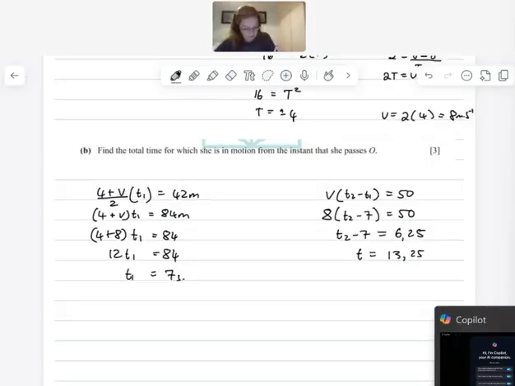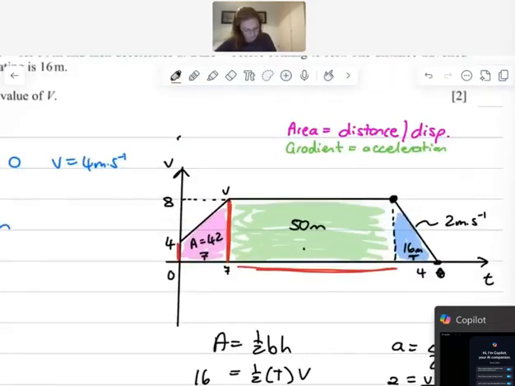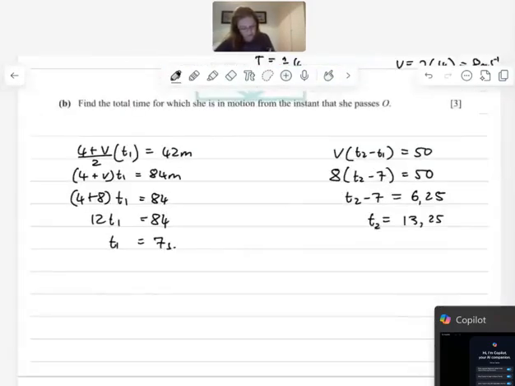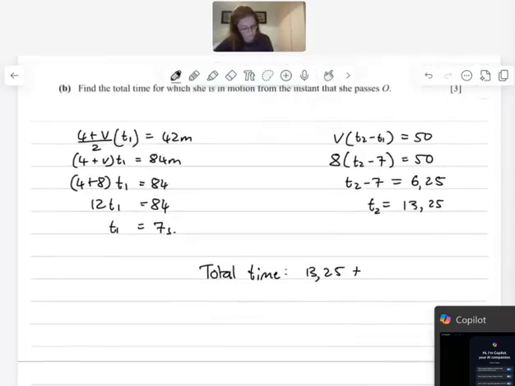But we mustn't actually forget this is our T2 value. So our T2 is this part over there. So that's 13.25, which is now already included the 7. So our total time is then just going to be the 13.25 plus 4. That's what we already worked out, and I think that's 17.25.